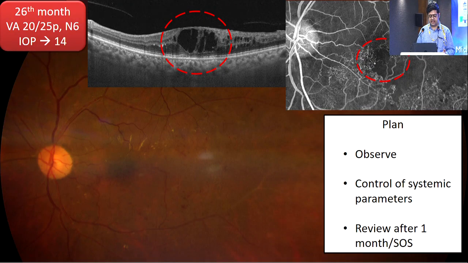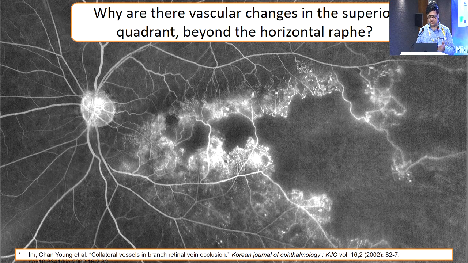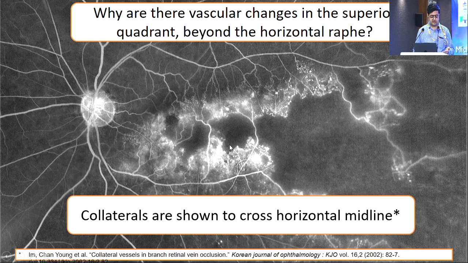At this moment of time, seeing the OCT characteristic of a chronic cyst and a macular ischemia as seen on our fluorescein angiogram, the patient was observed at this moment. But this raised very few questions in our mind: why are these vascular changes in the superior quadrant beyond the horizontal raphe? So it has been shown that collaterals do cross the midline. They generally do not respect the horizontal raphe as compared to a normal retinal vasculature.